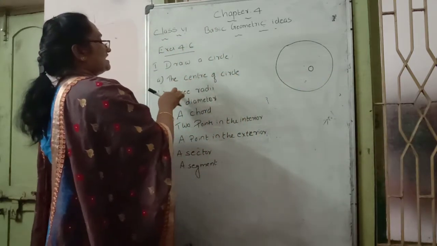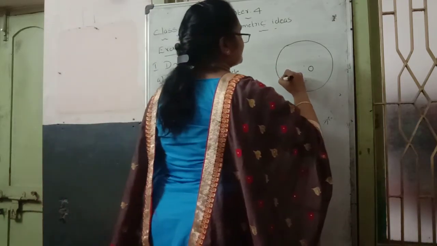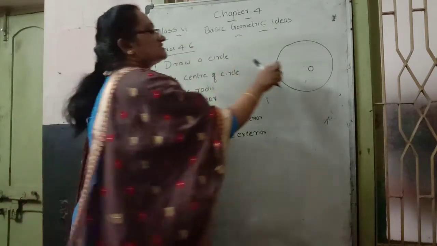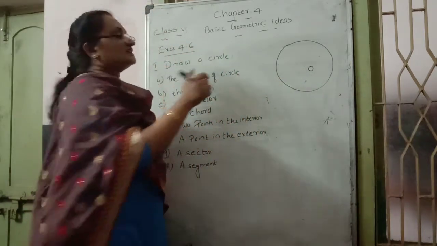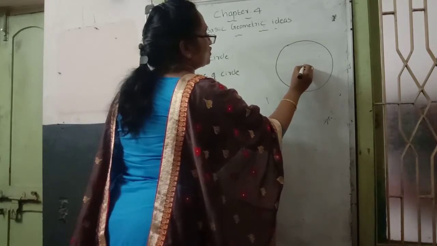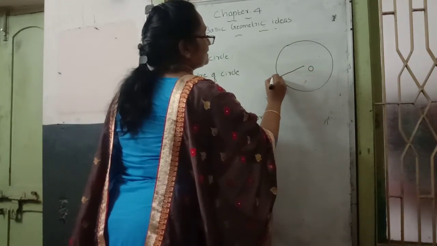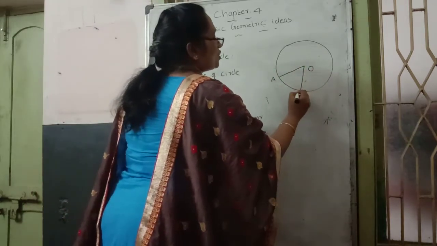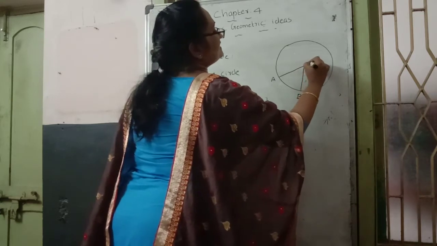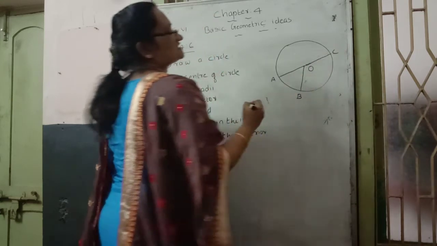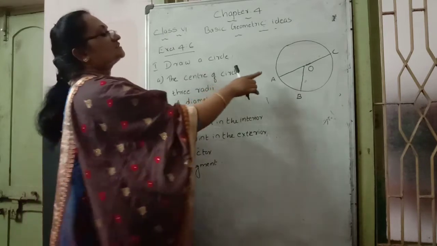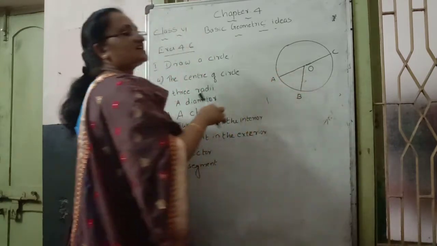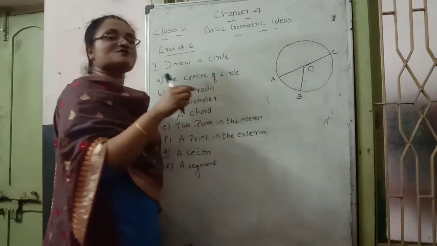Next, what are they telling? Three radii. So we want three radii. Radius means what? Center to any point on a circle. Here, see, the center and this point I mark: point A. So OA is a radius. Then one more radius: OB is a radius. Another radius: OC is a radius. So how many radii do we have? Three radii. Which are they? OA is a radius, OB is a radius, OC is a radius.